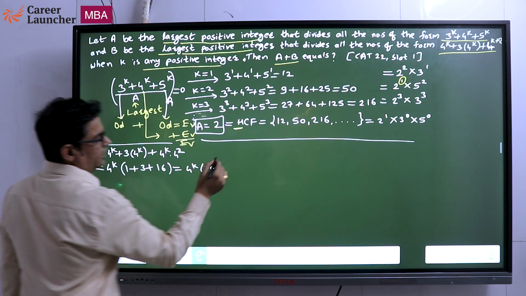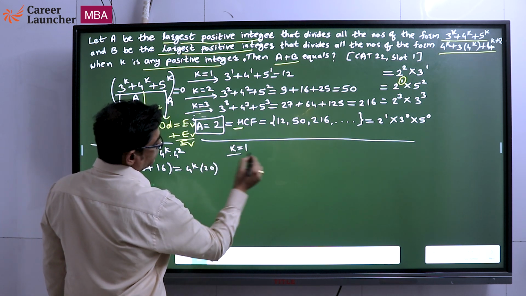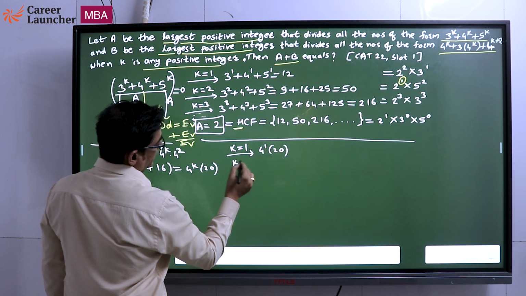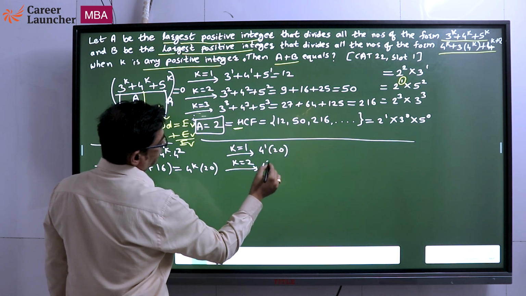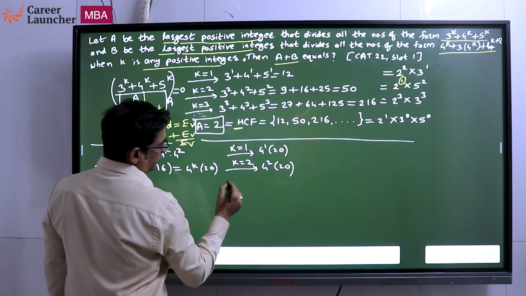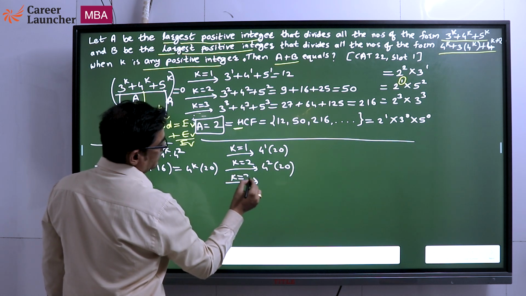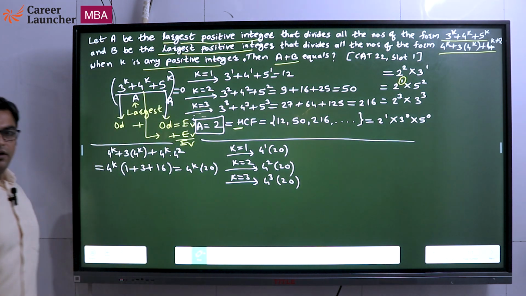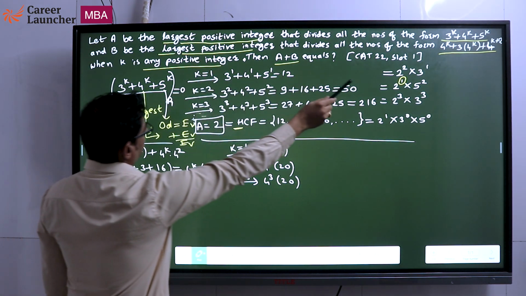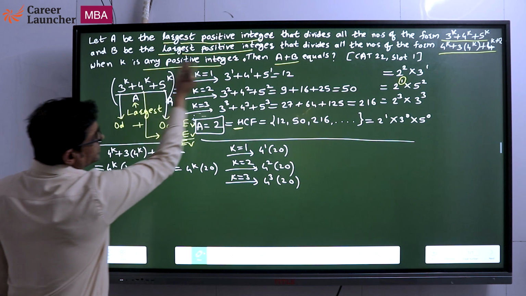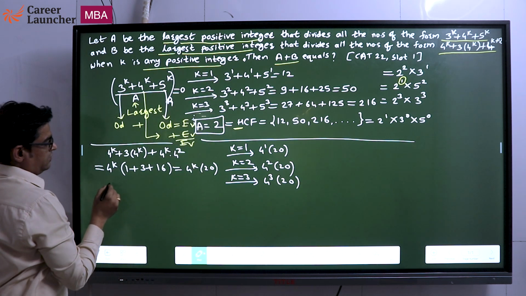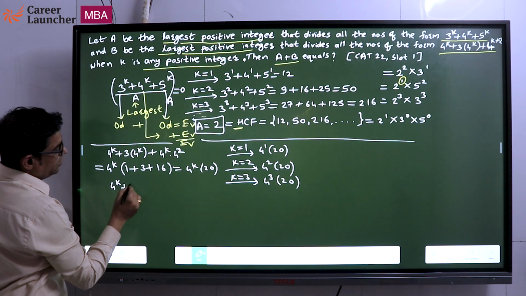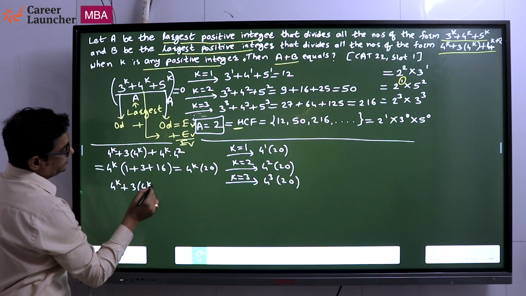Let's do the same thing. Let's put k equals 1. So this number would turn out to be 4 power 1 into 20. If I take k equals 2, this number would be 4 square into 20. If I take k equals 3, the number would be 4 cube into 20. So I am done with the format of the number. Let's check what B is: the largest positive integer which divides all the numbers of this format.